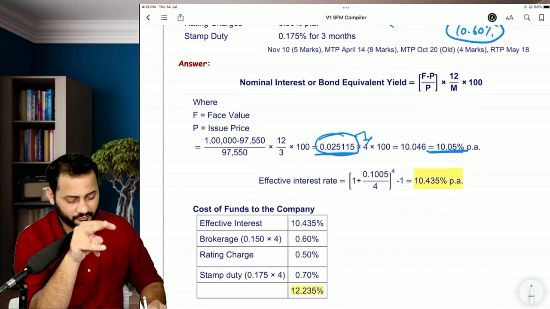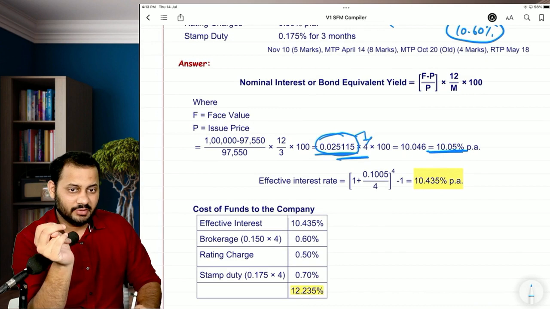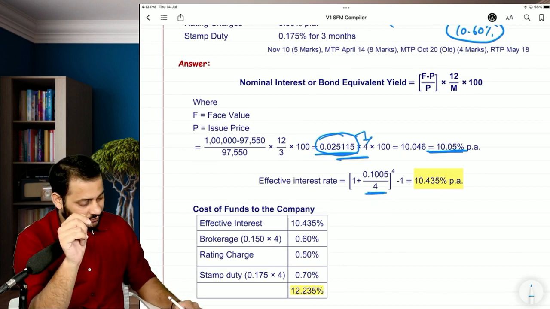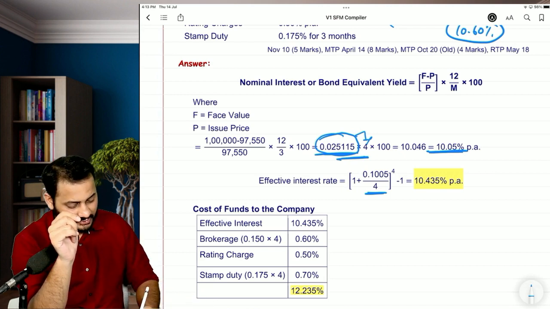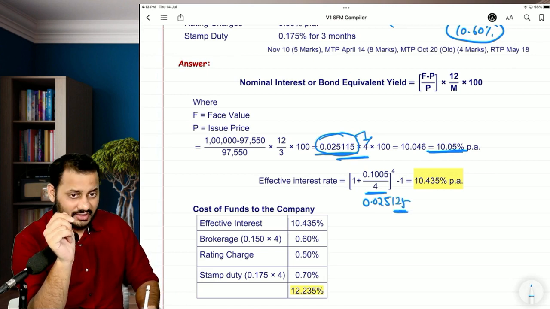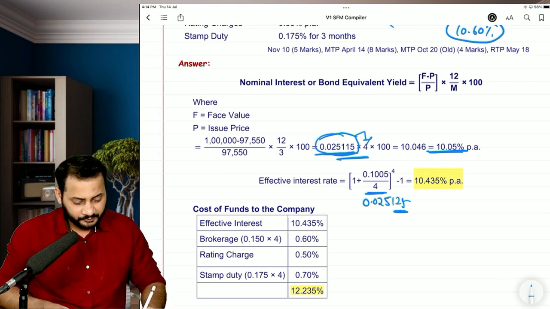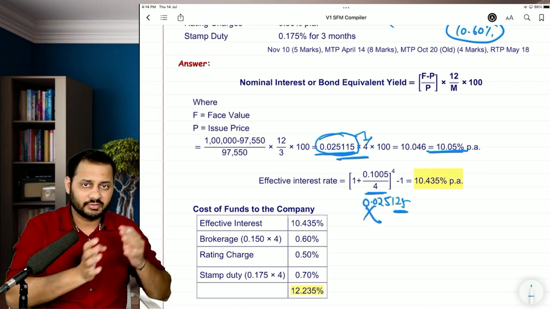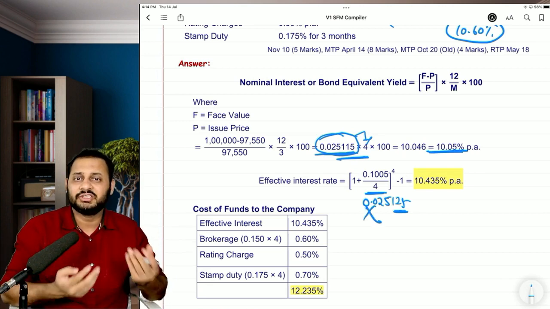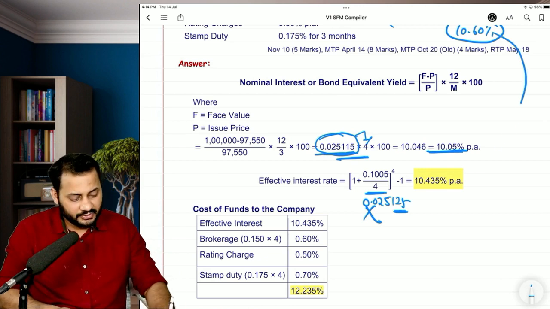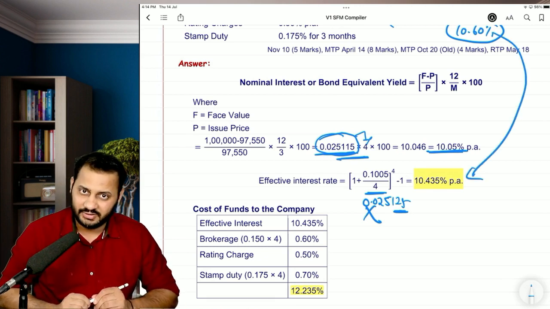See, I will tell you. Multiplying this by 4 and dividing it by 4 should give you the same answer. But if you understand, 0.1005 divided by 4 comes to 0.025125. So the last two digits, 25 and 15, are making all the difference. So don't go with this. They have first multiplied and divided and changed the answer entirely. 10.60% should be the proper answer here.